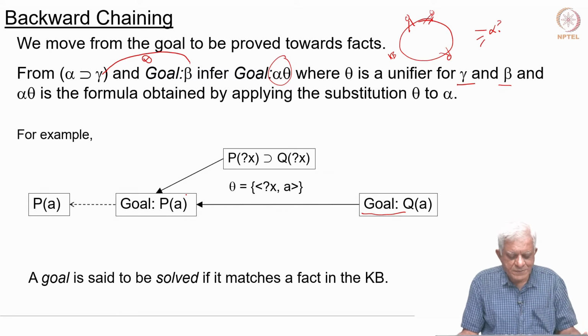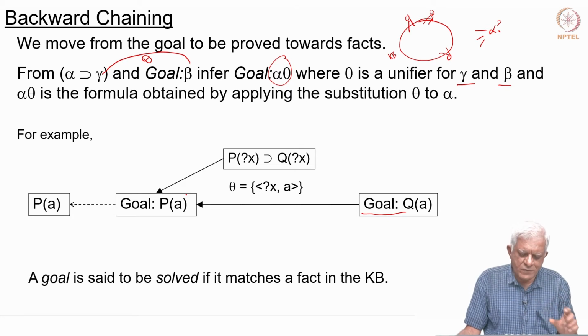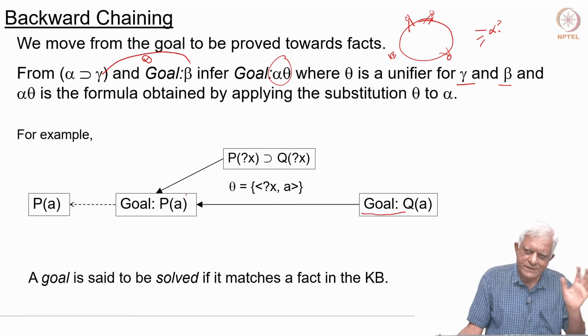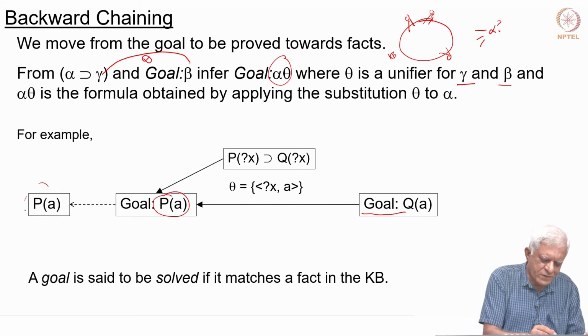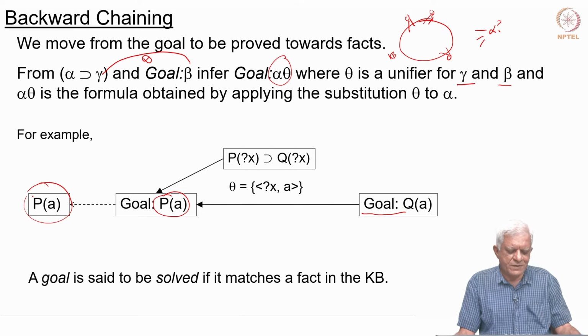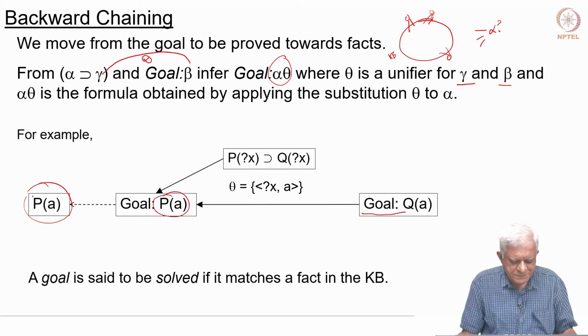This process has to stop somewhere, and it will stop if the goal that you are trying to prove matches some fact essentially. So, if you want to show goal P of A, and in your database or knowledge base there is P of A, then you are done essentially. That is when the chaining process will stop.